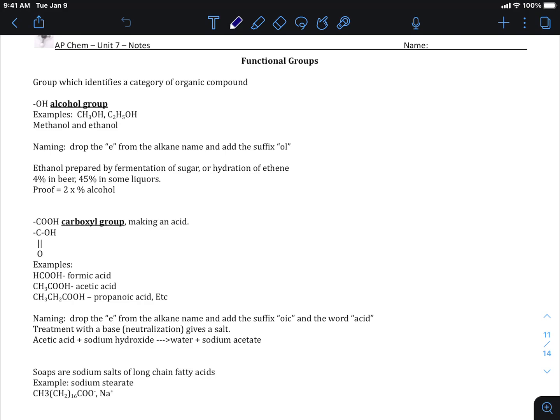All right, functional groups. So far we've talked about alkanes, right? Alkanes are also known as what? Saturated hydrocarbons. Alkanes are saturated hydrocarbons. And then yesterday we talked about alkenes and alkynes, right? Alkenes have double bonds, alkynes have triple bonds, and those are unsaturated. So we have categories of organic compounds that are based not so much on.